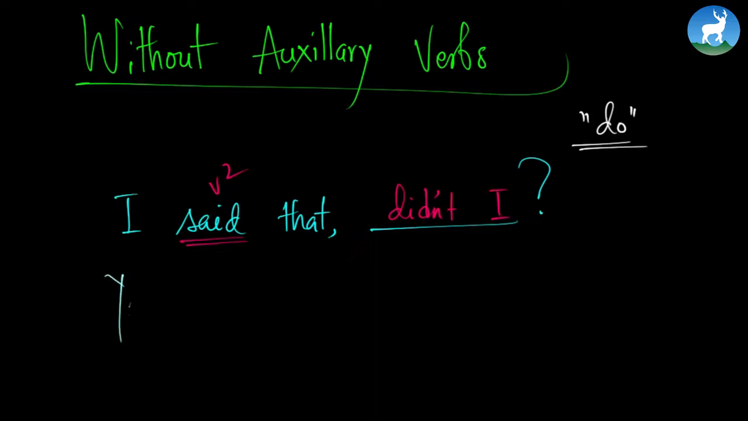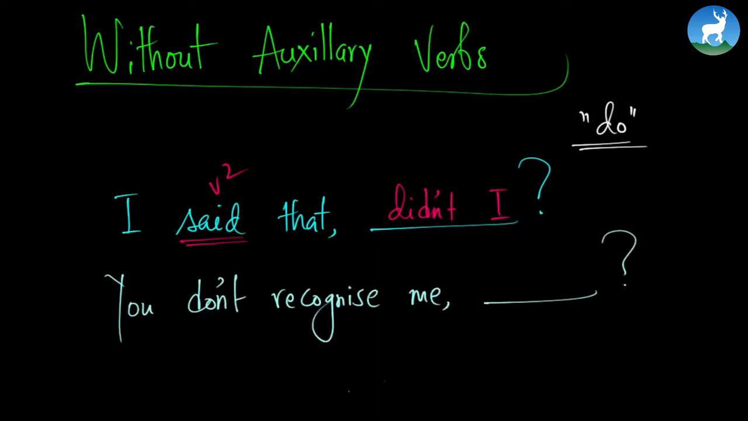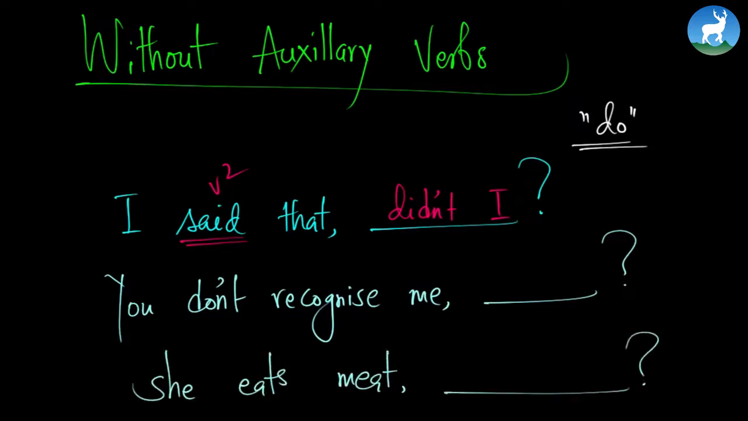Some more examples. You don't recognize me. One more question. She eats meat. Well, let's write the tag questions. You don't recognize me. So the auxiliary, what do we use? Do you? She eats meat, no auxiliary. So what should we do?